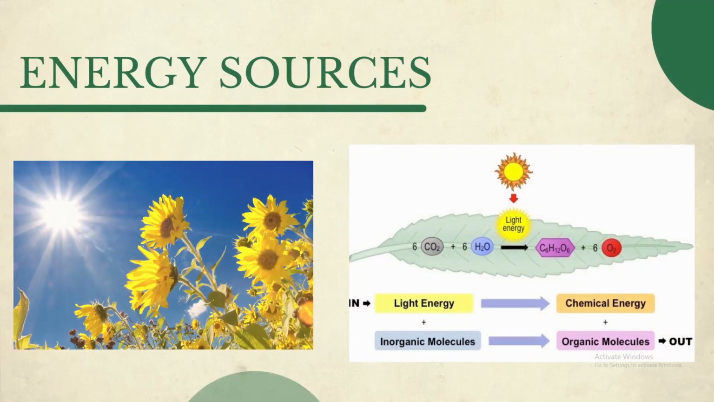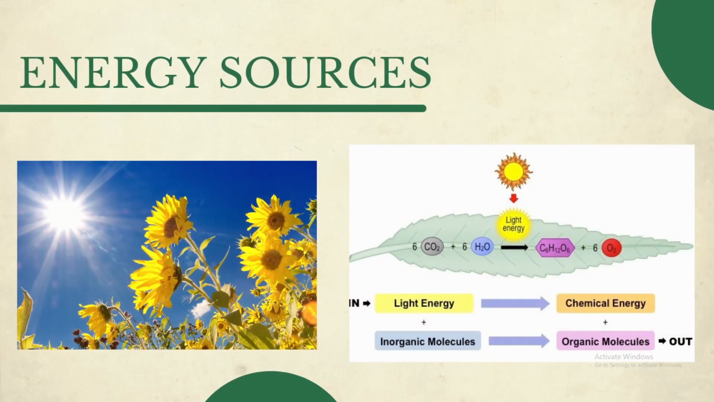Let's first talk about energy sources. Most ecosystems rely on a supply of energy from sunlight. The light energy from the sun is then converted to chemical energy in plants and some bacteria by the process of photosynthesis. All green plants and some bacteria, which are photoautotrophic, use sunlight as a source of energy. This makes light the initial source of energy for almost all communities.